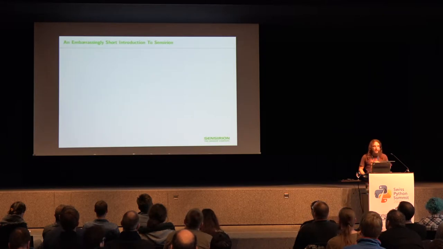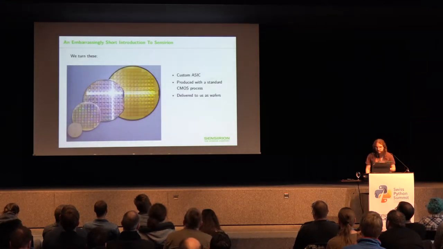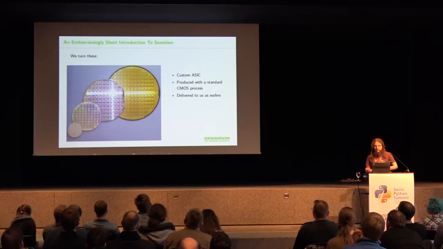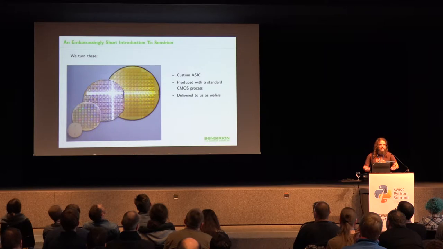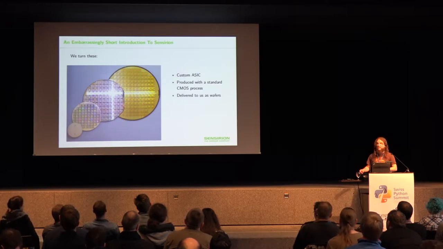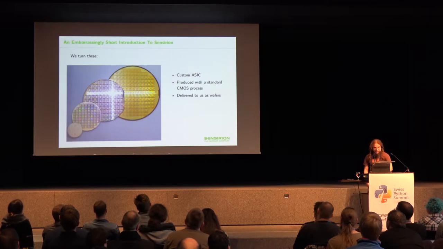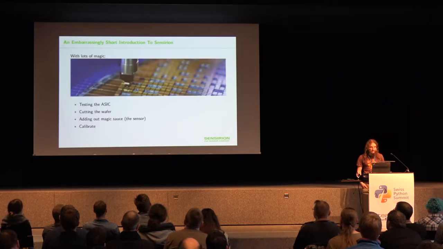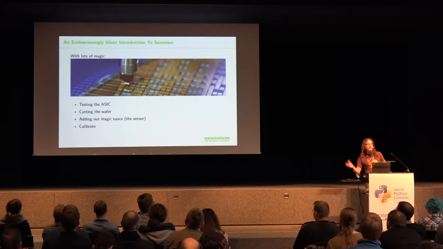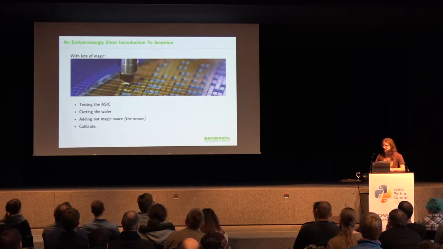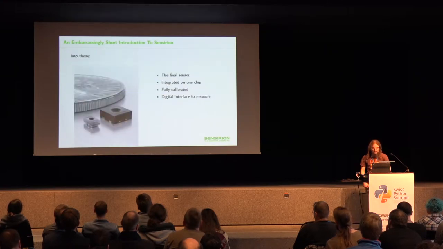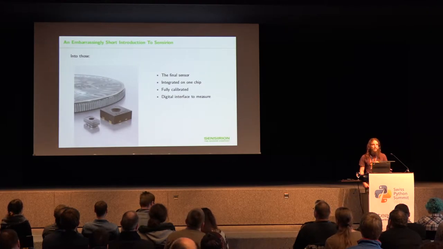For that, I just need to give you a really short introduction to what Sensirion actually does. Basically, we design custom ASICs, this electronics, let them be produced externally in a standard process, like every electronic is manufactured today. This gets delivered to us as wafers, sort of these shiny silicon things. And then we apply a lot of magic. This is actually where the real thing happens. We are testing the stuff, cutting the wafer into the individual sensors, adding our sensor elements to it, and doing lots of magic stuff, and calibrating the thing. So in the end product, you get a tiny little sensor, which is fully calibrated, integrated, and you can talk with I2C or SPI, depending on what product you order.